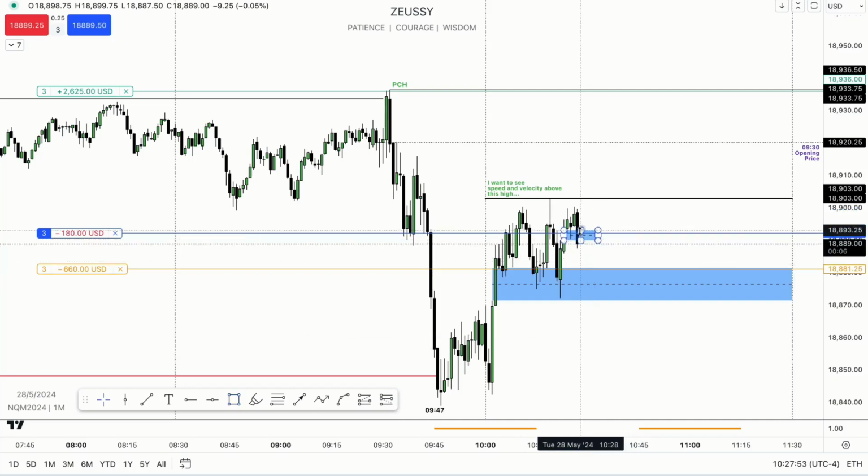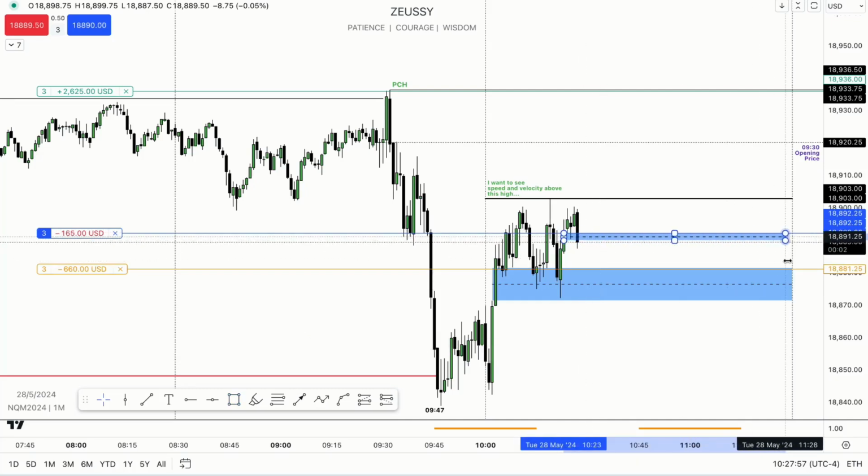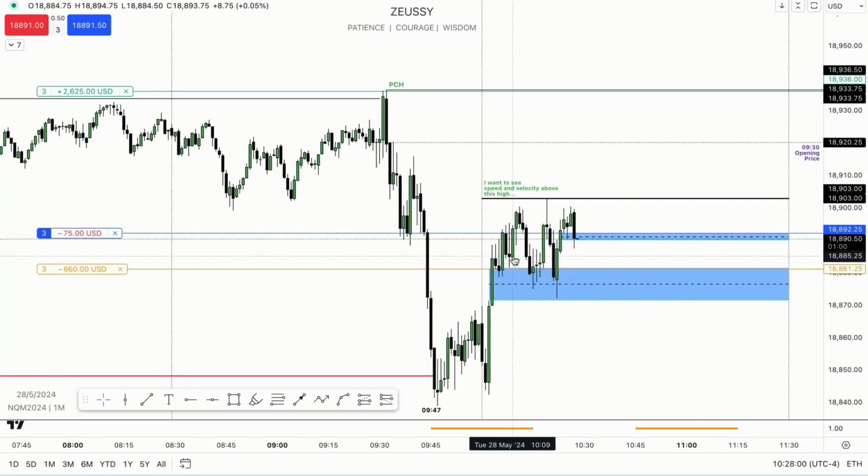I went long inside of this BC, but that's not what my eye was drawn to. My eye was drawn to this downward candle. I want to see that function as support on price. This big wick of a candle right here. We traded above it, and now I want to see it function as support on price. We closed above it, I should say.